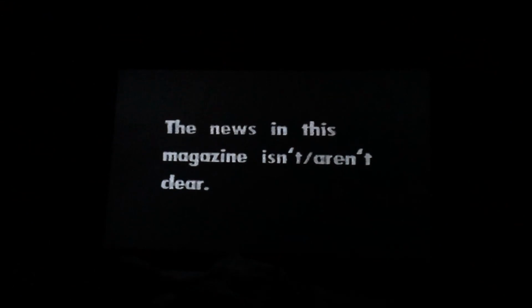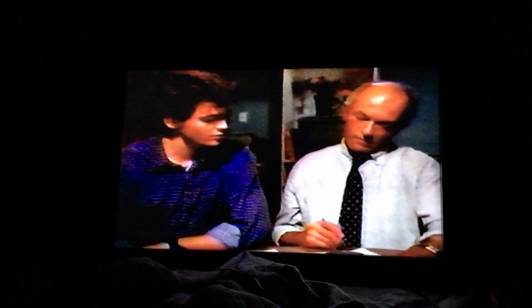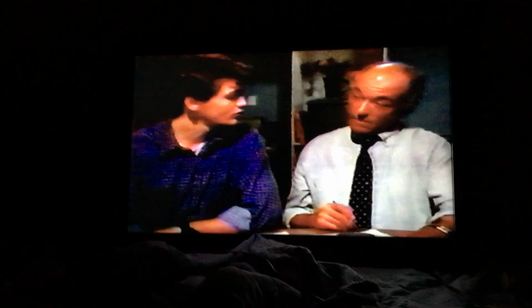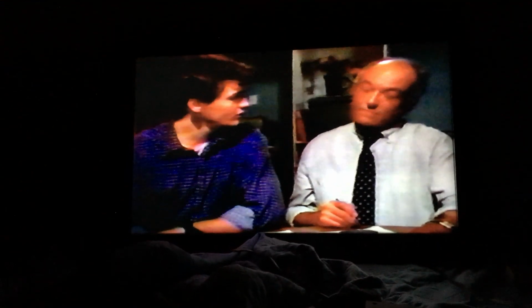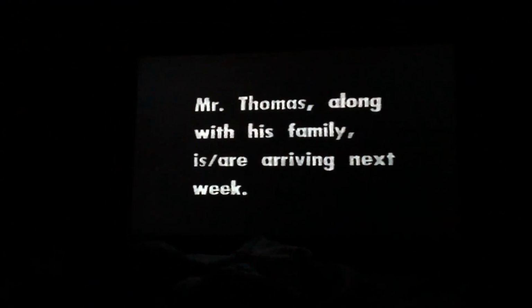Here you go. It's a grammar assignment. Read me the first problem. The news in this magazine aren't clear. The verb should be isn't. The news isn't clear. That's right. Next. Mr. Thomas, along with his family, are arriving next week. Are. Mr. Thomas, along with his family, are arriving next week. You certain about that? Is arriving? Yeah, but why? I'm not sure. Because the subject is Mr. Thomas, and he is only one person, therefore a singular verb is needed.